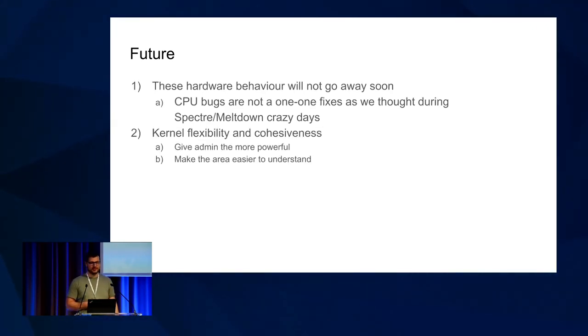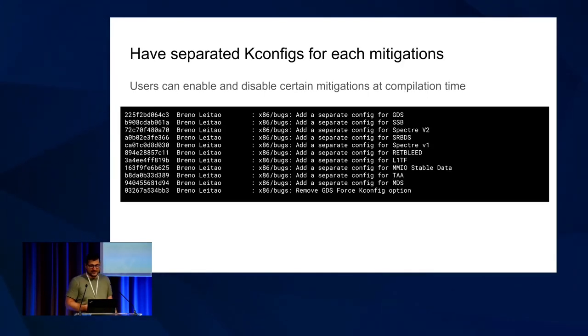Kernel flexibility and cohesiveness. As I told you, the kernel is not flexible enough, and sometimes it's hard to mitigate what matters for you. From the distro perspective, you want everything mitigated, that's fine. But in some specific cases, you want to pick and choose. Ideally, you want to choose part of the code to mitigate and the rest you can let run freely because it does not pose any security threat. So I think we want to make the kernel a little bit more flexible. And this is what I started doing.